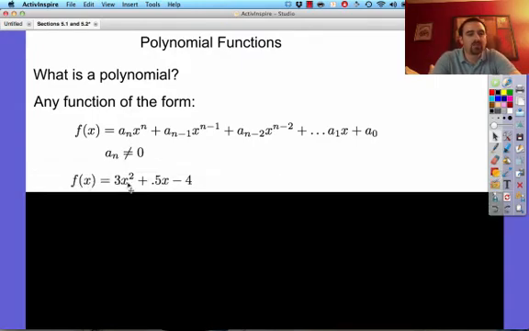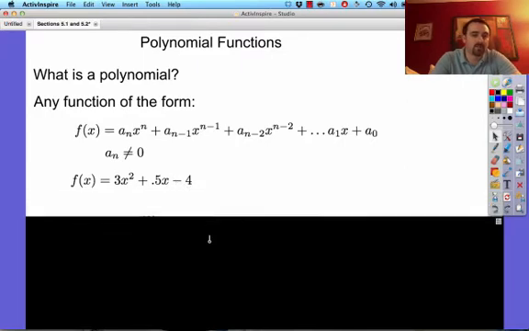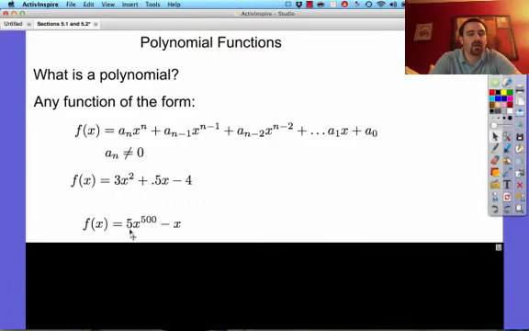Okay, let's look at this. Here's a polynomial. 3 is a number times x to a positive whole number power. That's the only requirement here. This must be a positive whole number, a natural number, plus a half, 0.5, which is a number, times x to a positive integer, a natural number, minus 4. That's a polynomial. Okay, here's another polynomial. A number times x to a positive whole number power, minus a number, which is 1, times x to the first power, which is a positive whole number.